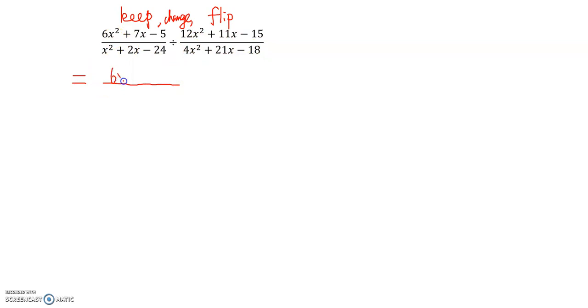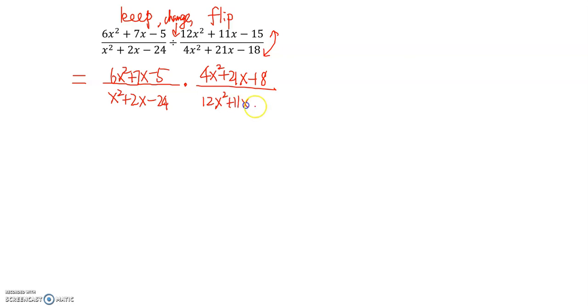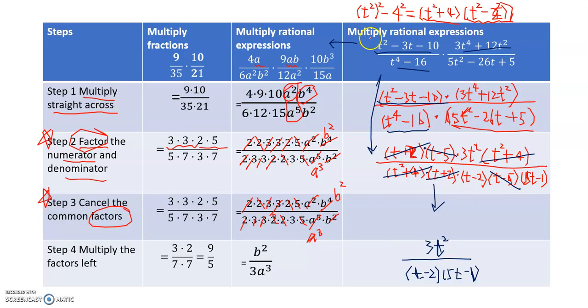So we keep the first rational expression, change division to multiplication, and flip the second rational expression. Flip the top to bottom, bottom to top. Next, we're going to simplify this and multiply them the same way as we did in the previous example. So it's a multiplication now.